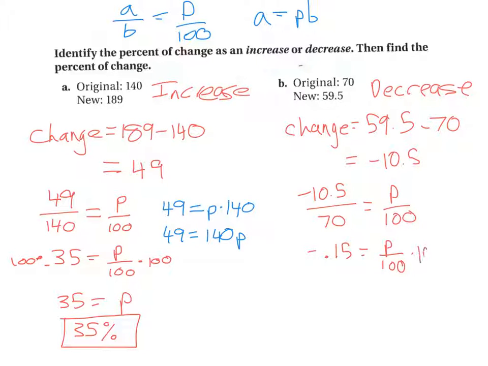And when I multiply by 100 on both sides, we cancel there, and we get P equals negative 15. So the percent of change here was negative 15%, or a decrease of 15%.